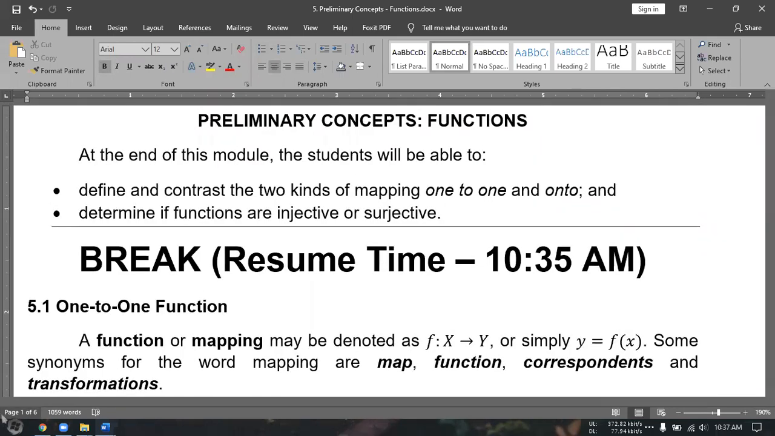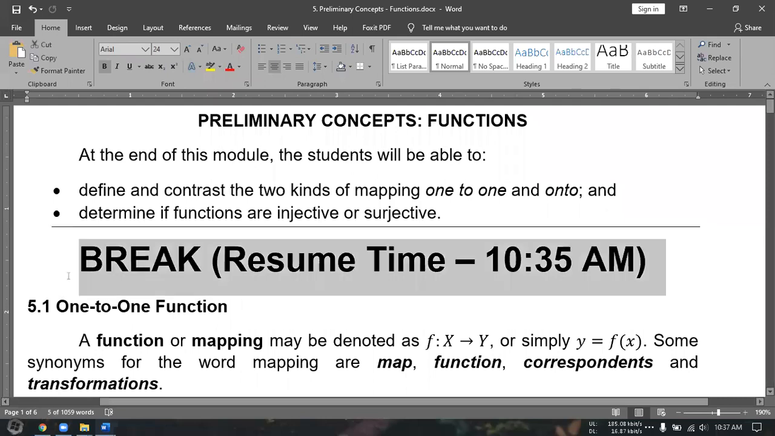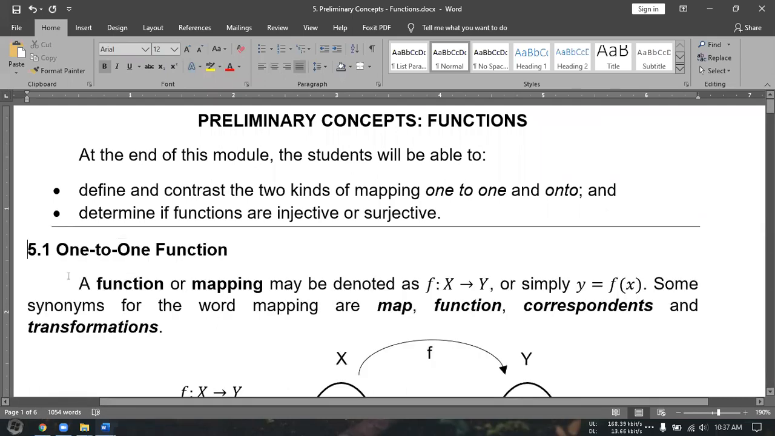Let's proceed. Number 5. The one-to-one function. Obviously, it is a relation where an element of the first set is related to only one element in the second set.